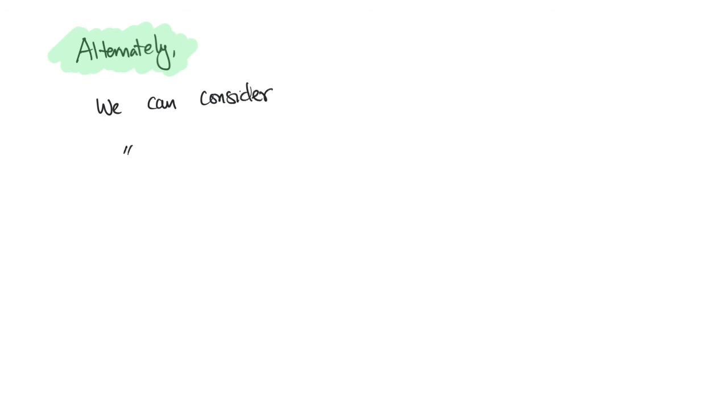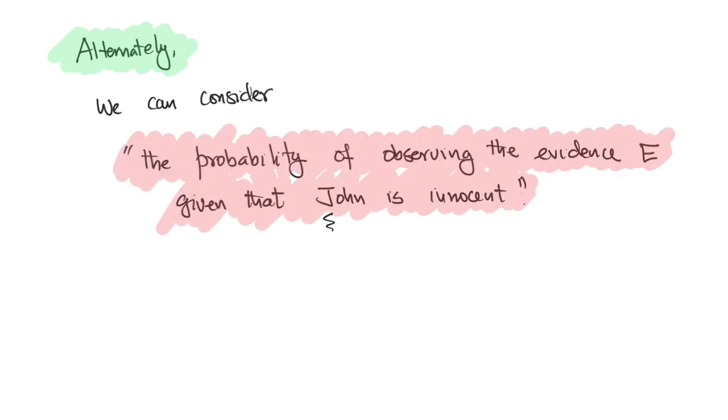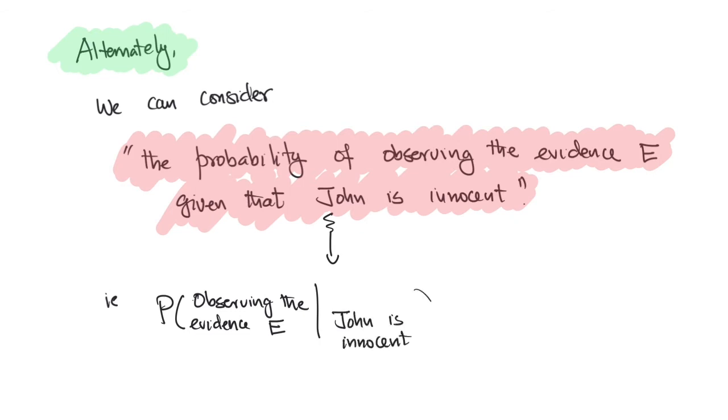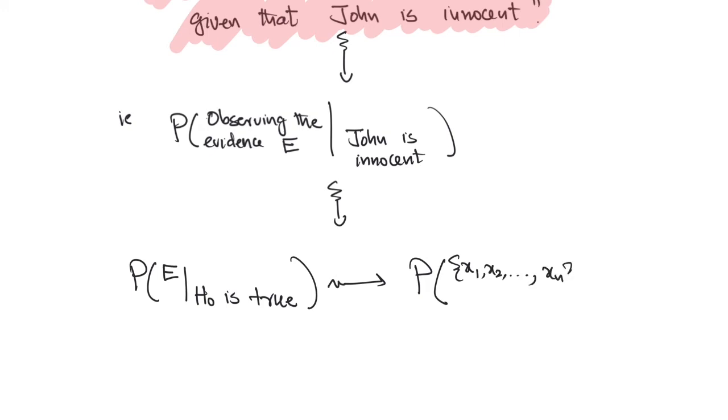Alternately, we could consider calculating the probability of observing the evidence E given that John is innocent. This is a different conditional probability. We are now conditioning on the event that John is innocent, which means now we look at the evidence that has been presented in the light of John being innocent.